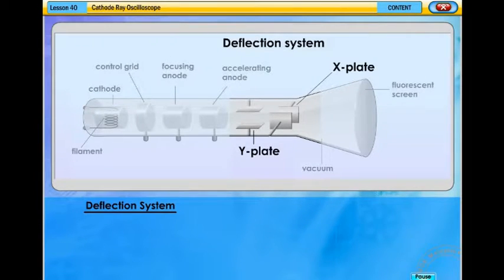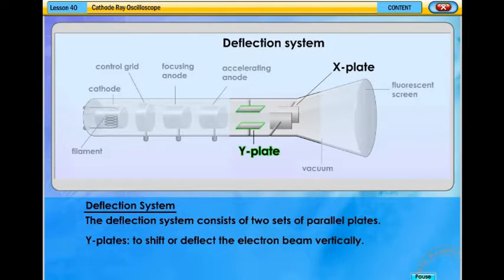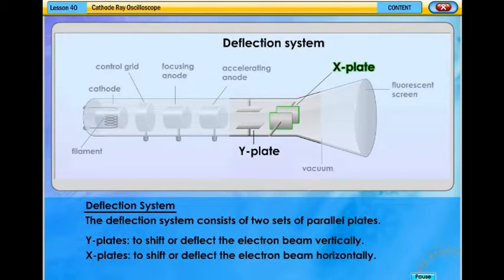Deflection system. How does the deflection system function? The deflection system consists of two sets of parallel plates. The Y plates are used to shift or deflect the electron beam vertically, and the X plates are used to shift or deflect the electron beam horizontally.